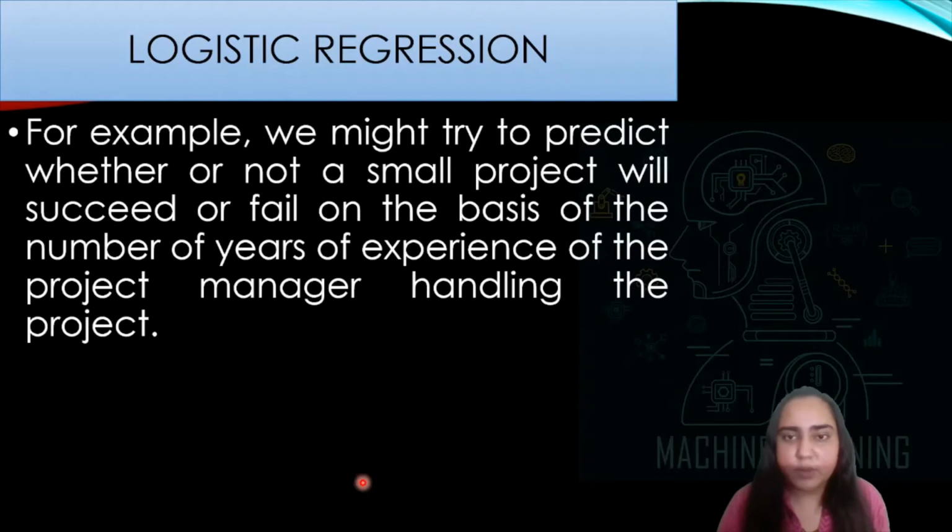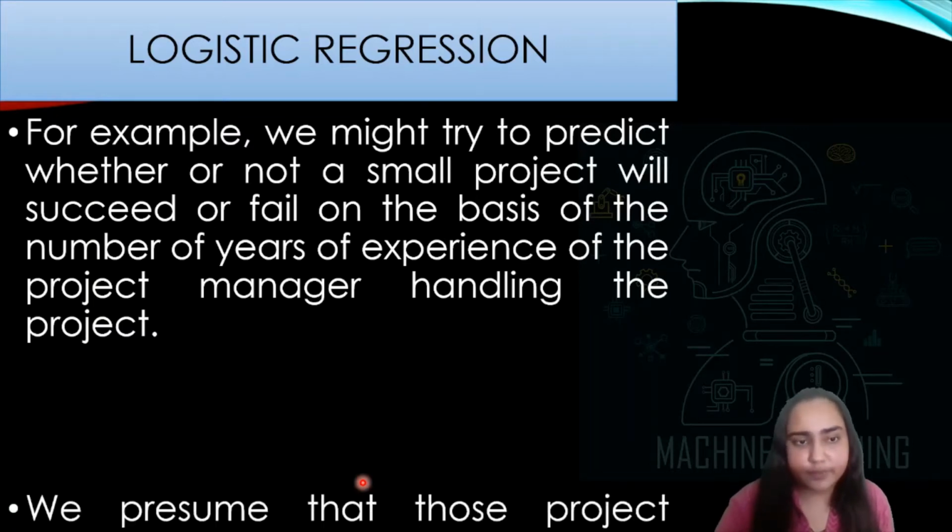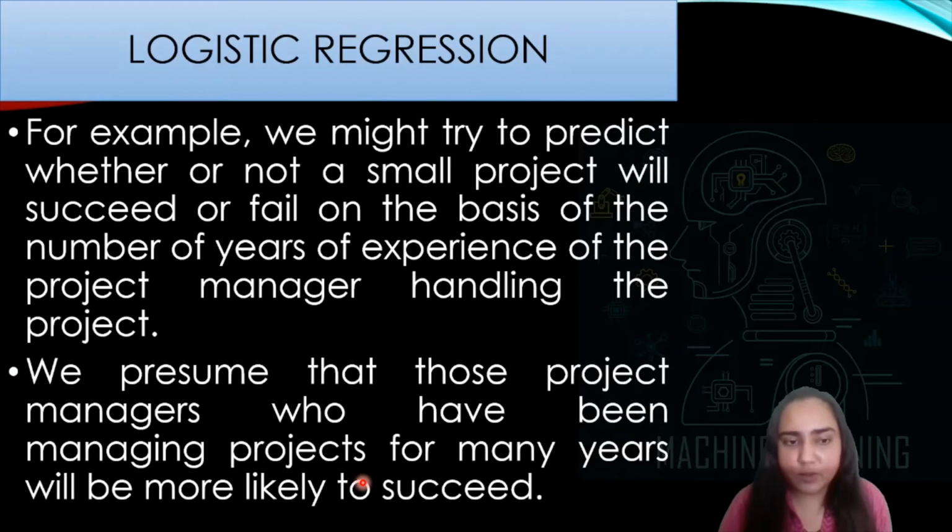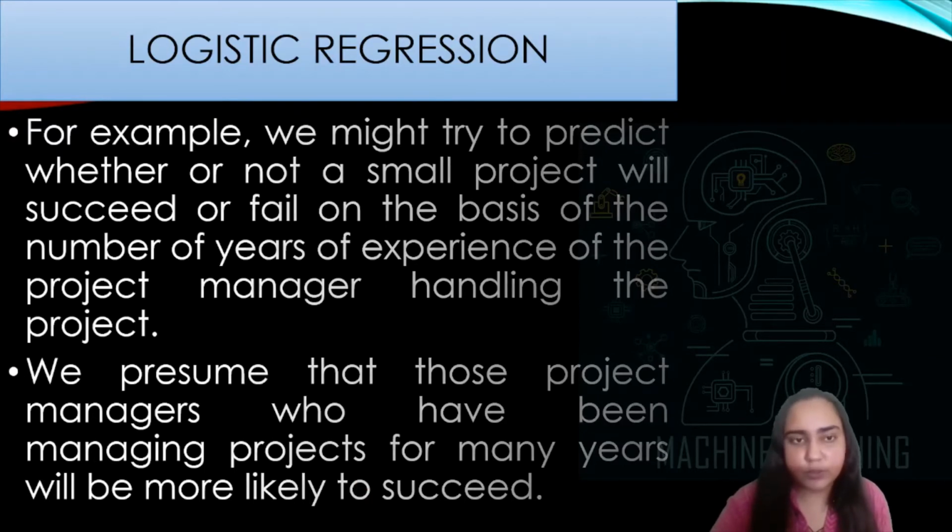For example, you might want to predict whether or not a small project will succeed or fail on the basis of the number of years of experience of the project manager handling the project. So this is an example of logistic regression, because you want to find out success or failure, which is a yes or no kind of question. And you have one predictor, which is the number of years of experience of the project manager. We presume that those project managers who have been managing projects for many years will be more likely to succeed. So it's just an assumption.